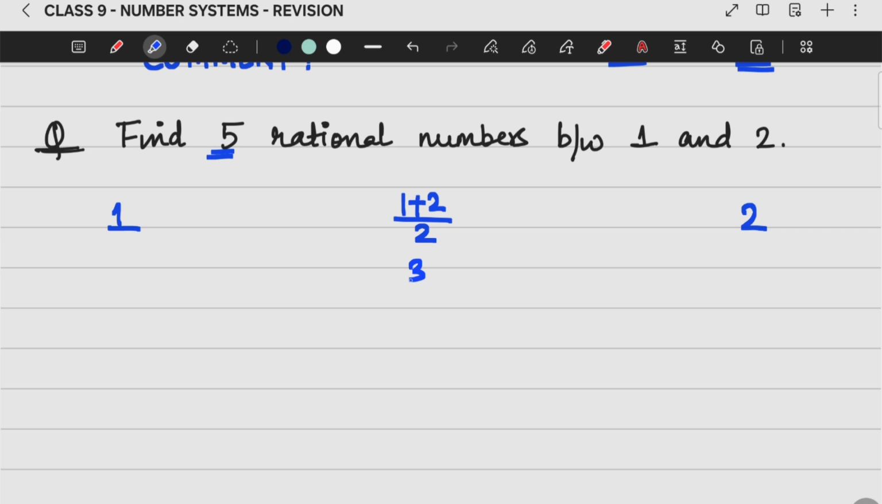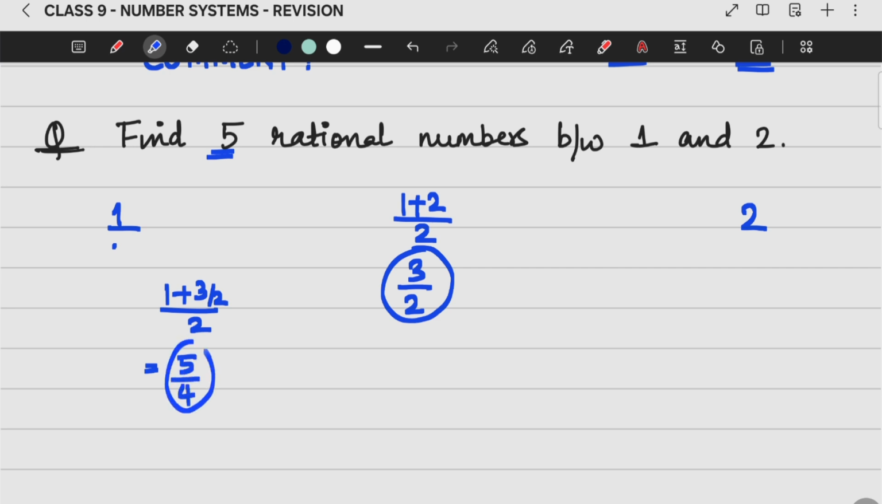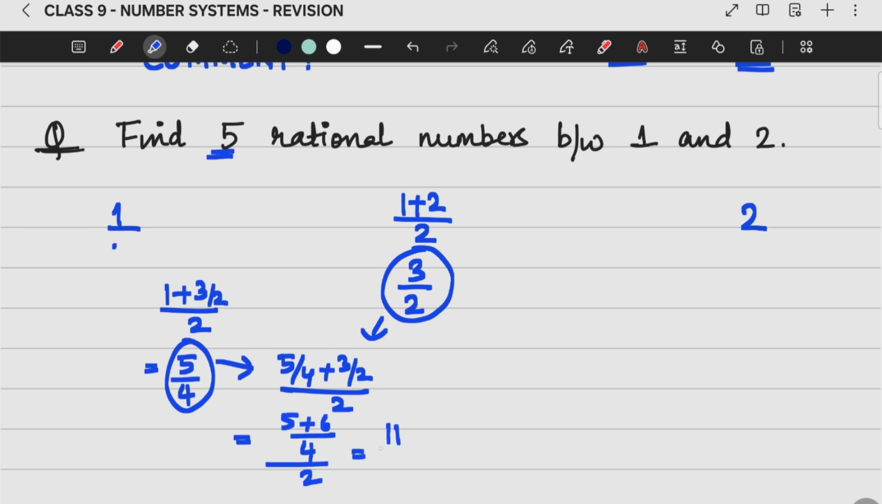So this is nothing but 3 by 2. 3 by 2 is one rational number. Again, between 1 and 3 by 2, you can find (1 plus 3 by 2) by 2, which is nothing but 5 by 4. This is another rational number. Between 5 by 4 and 3 by 2, you can find another rational number, (5 by 4 plus 3 by 2) by 2. You have an LCM of 4 in the numerator, (5 plus 6) by 8, which is nothing but 11 by 8. This is another rational number.